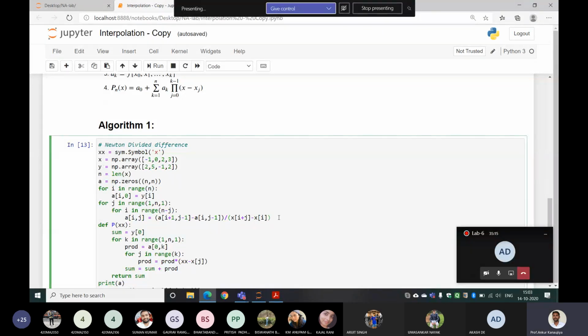Anyone have doubt? Tell me. The formula of the divided difference for the i comma jth entry is the general formula for each i j. Then I will vary i and j. Is that clear for everyone? Yes, sir. Okay. Now come to this j.